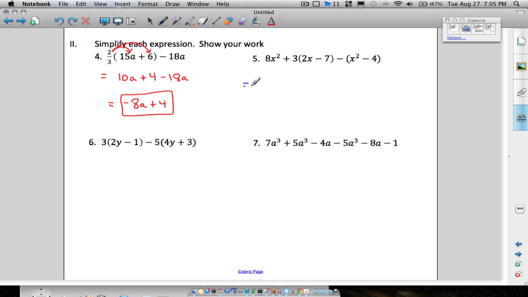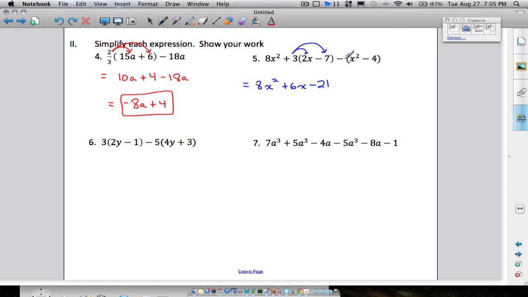That 8x squared, nothing you can do with it yet. Just bring it on down. Distribute the positive 3, kind of like what we did back here in this last example. But in my honest opinion, this one's a little bit easier because we're not dealing with a fraction. So positive 3 times positive 2x, that's positive 6x. Positive 3 times negative 7, that's minus 21. So I'm just going to say subtract 21.